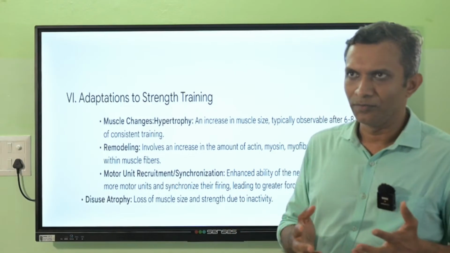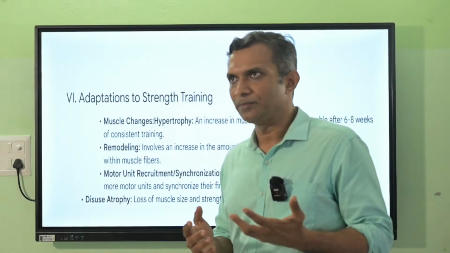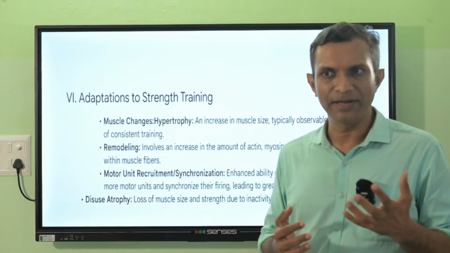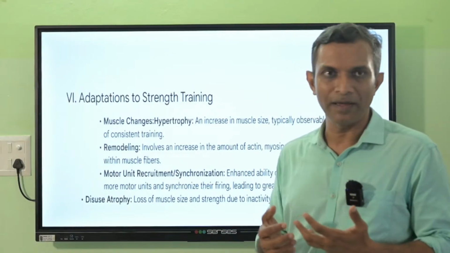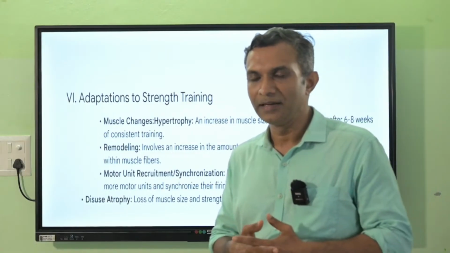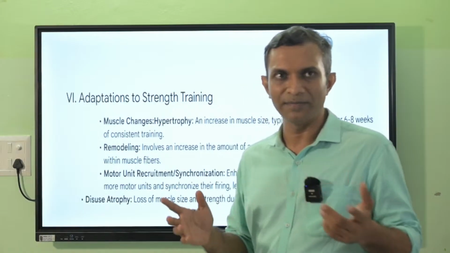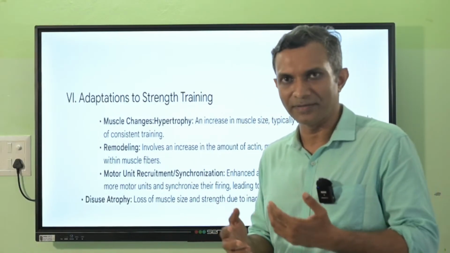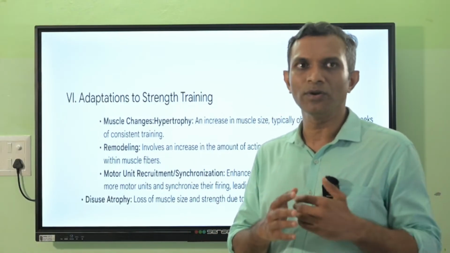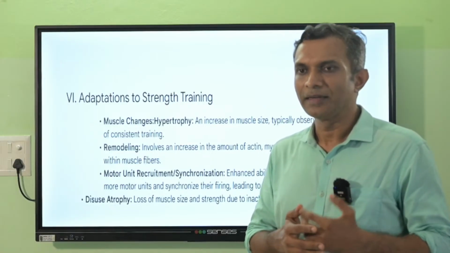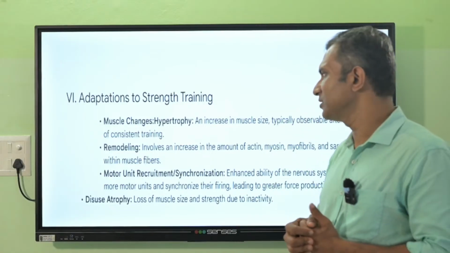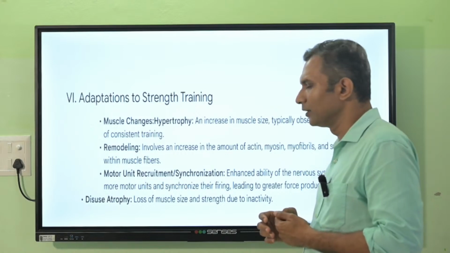Remodeling, as I said, if a muscle has to undergo hypertrophy, it can happen in different ways. Either the size of the individual muscle fibers can increase, or the number of muscle fibers can increase, or the motor unit coordination power can also improve. So there are different ways by which remodeling can occur.